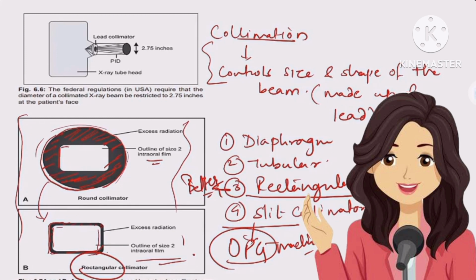And this concept is applied in radiation protection also. When we talk about protecting the patient, using a rectangular collimator is better because the area which is getting exposed is lesser as compared to the round collimator. All right. So this is about collimation. I hope up to this everybody understood everything.